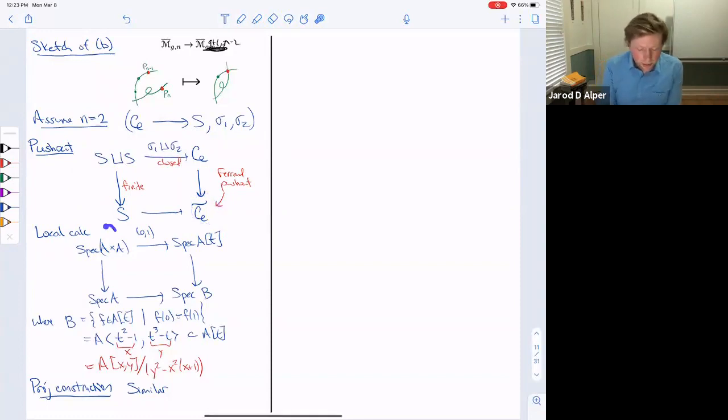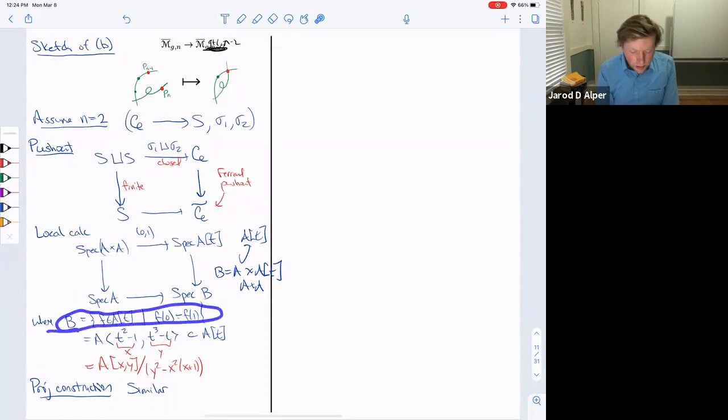And then the local calculation is similar, but a little bit different. I need to compute the fiber product of A and A adjoin T over A cross A. B here is A cross A with A adjoin T. And you realize it sits as a subalgebra of A adjoin T because A itself is a subalgebra of A cross A. And then in this computation, you realize which elements of A adjoin T live in the pushout.